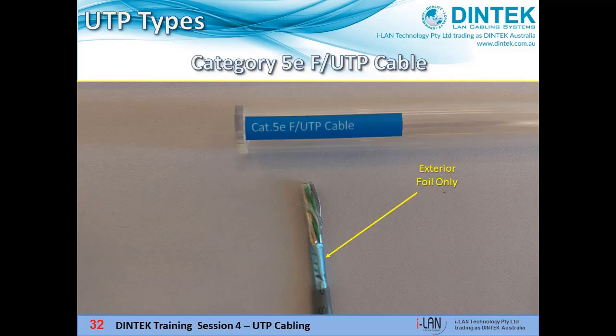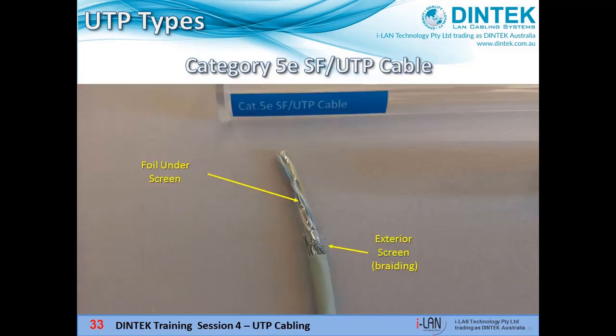We can see here that the pairs inside have no shielding, we only have the foil around the outside of all four pairs. Here's some Cat5e SFUTP, meaning it has braiding and foil around the outside of all four pairs. You can see some of the braiding poking out of the sheath there.